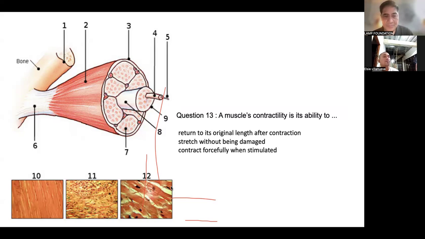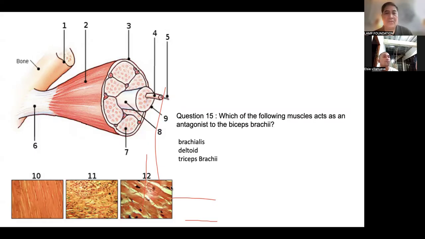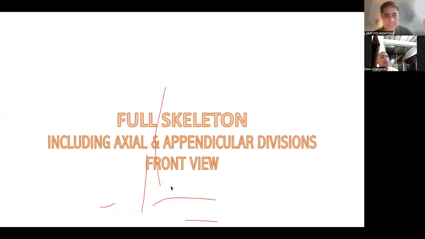Muscle's contractility is its ability to contract forcibly when stimulated. What is the name of the large muscle at the back of the calf? Gastrocnemius. Which of the following acts as an antagonist to biceps brachii? Triceps brachii.